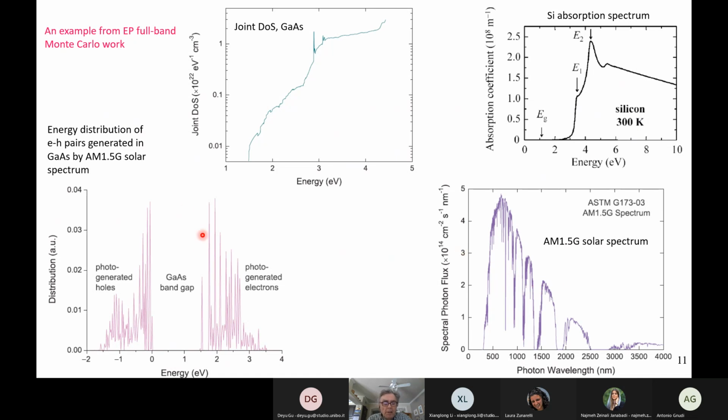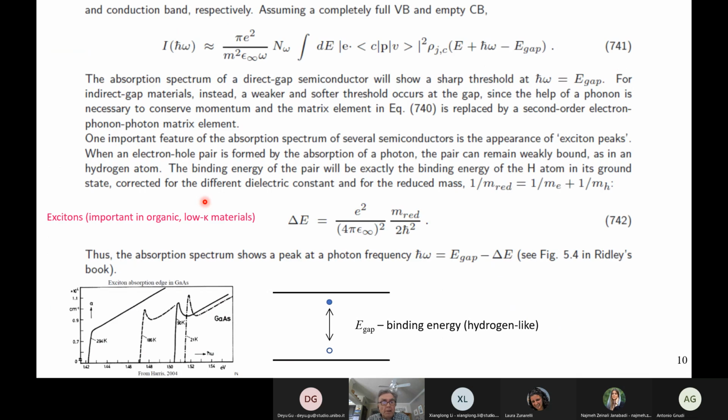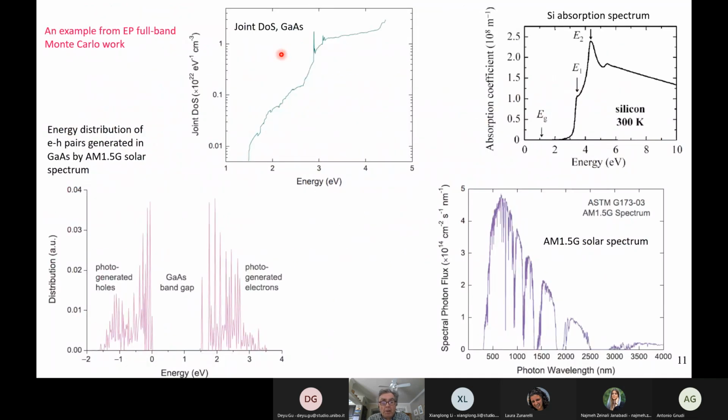Anyway, if you integrate this over the absorption spectrum that you have, over the flux of photons that you have at sea level, you get a distribution of electrons and holes that you can generate in a photovoltaic cell. And this is something that is interesting to see, to calculate the efficiency of the cell, the open circuit voltage, and so on.